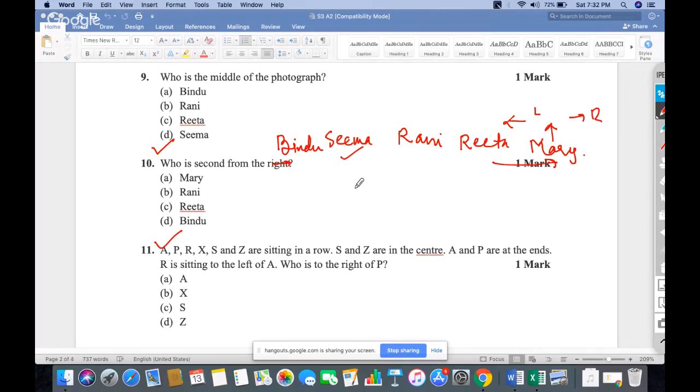Now question number 9. What's the answer? Question number 9 tells me who is in the middle of the photograph. Rani is in the middle of the photograph. Who is second from the right? Rita is second from the right. Okay, question number 11 is altogether a different question. So you'll have to solve it. Solve question number 11 now.